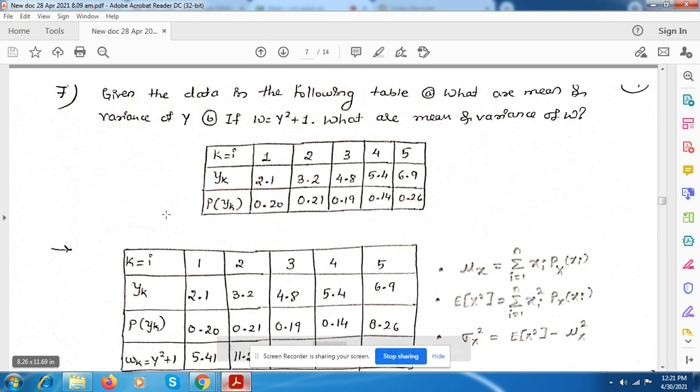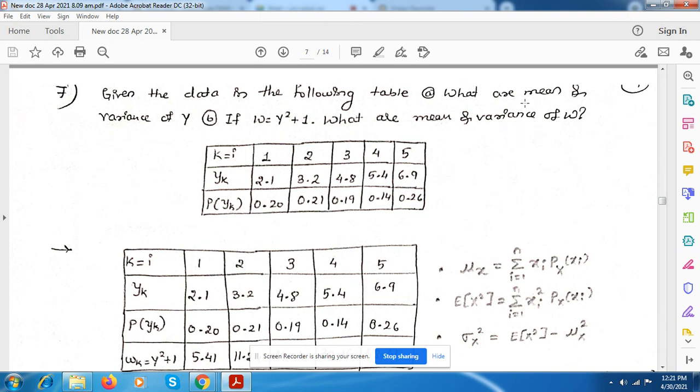We will start the class. Yesterday we were seeing this numerical, that is, given the data in the following table. Here in this table they have given the yk random variable values and the probability of the yk random variable.